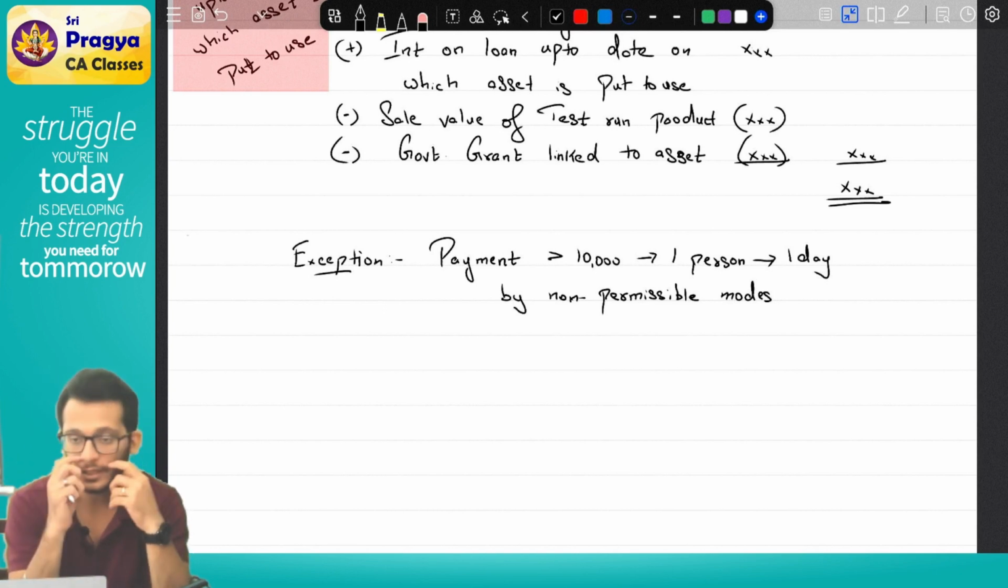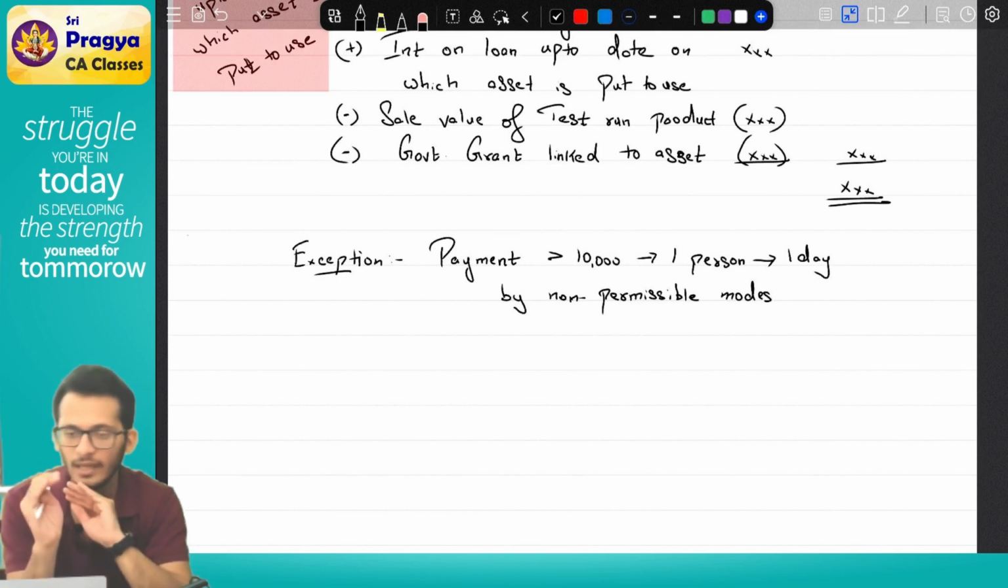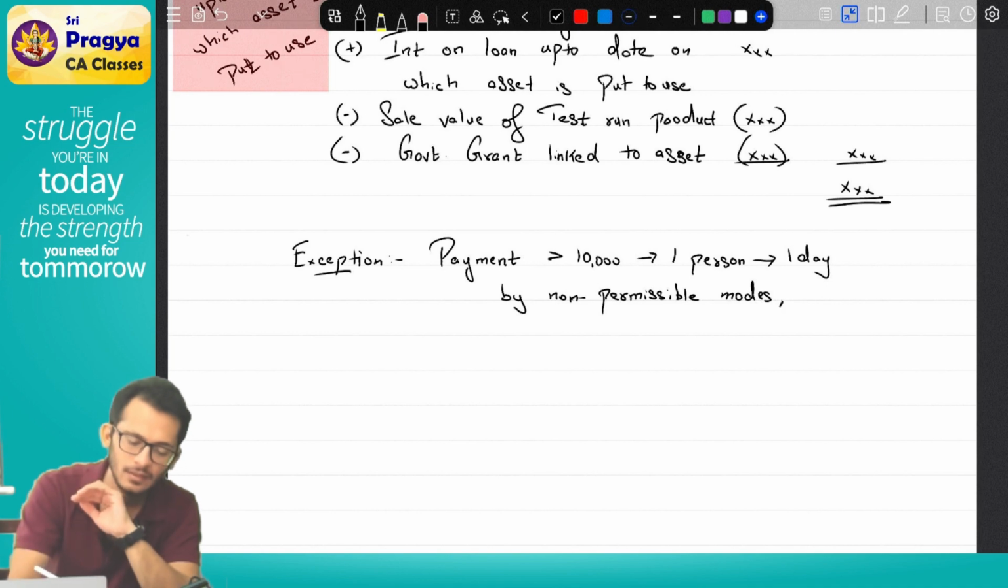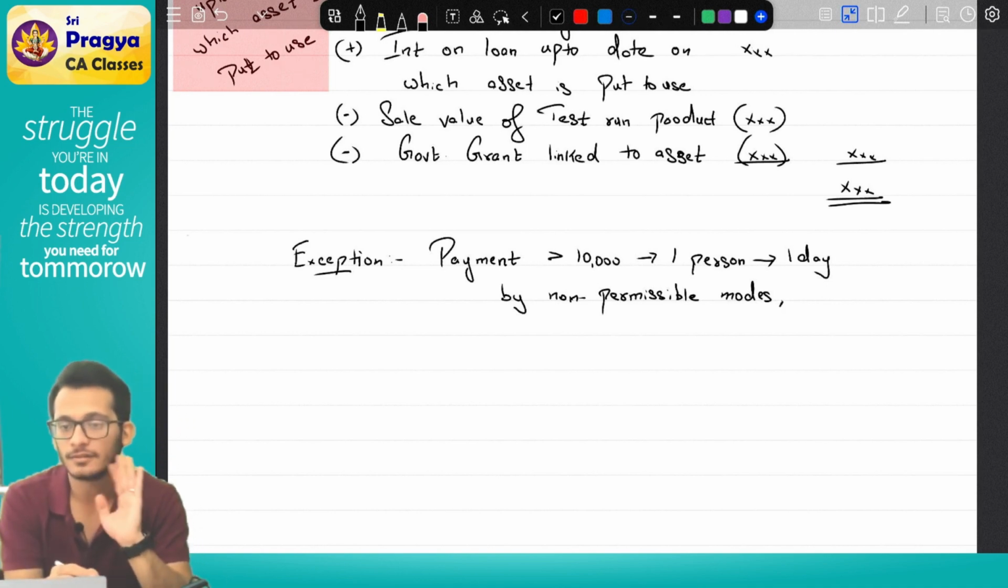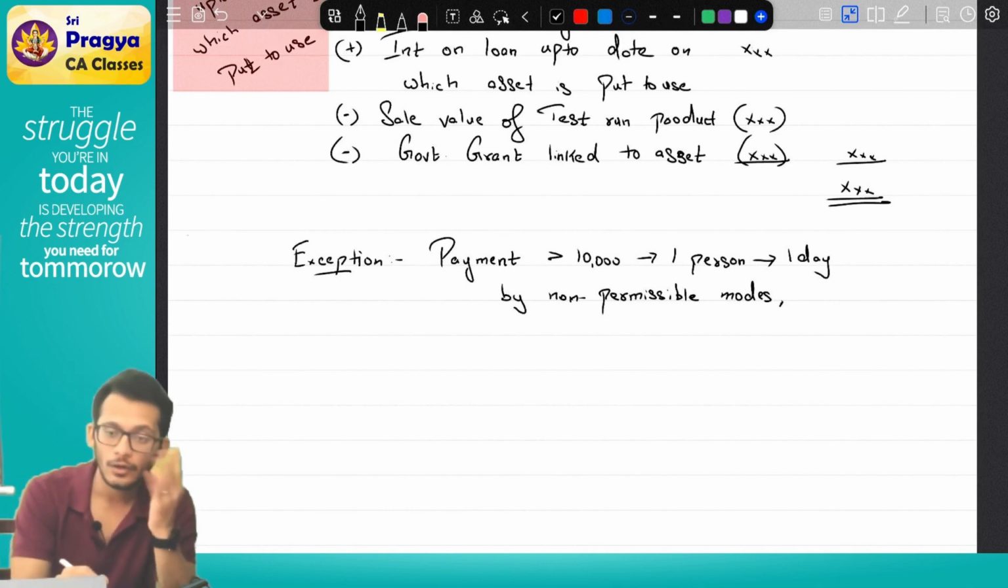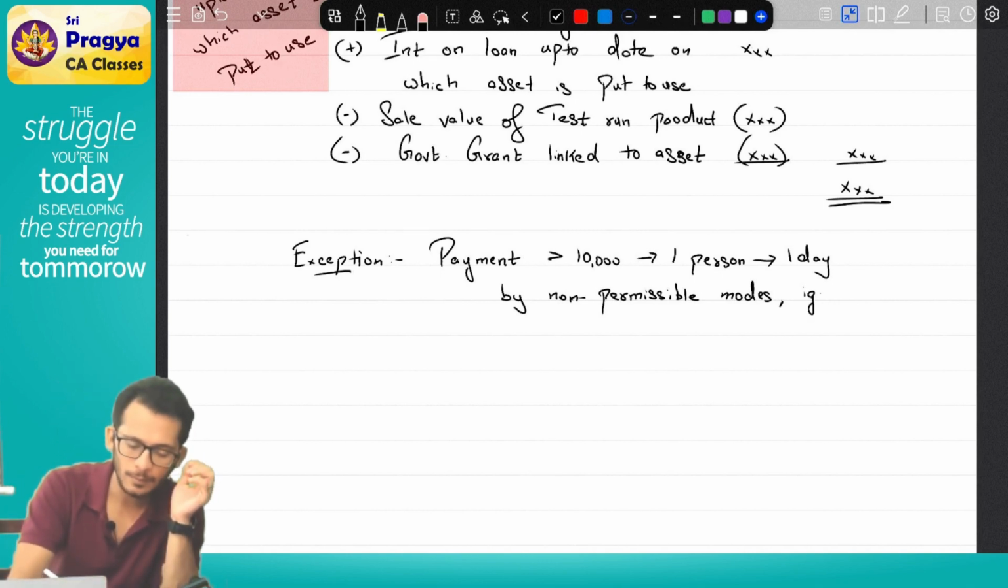It says, when you end up making a payment of more than 10,000 to one person in one day by non-permissible modes, I will not consider it as a cost. So what will happen? That payment will be ignored.